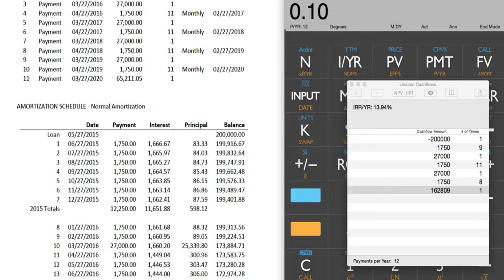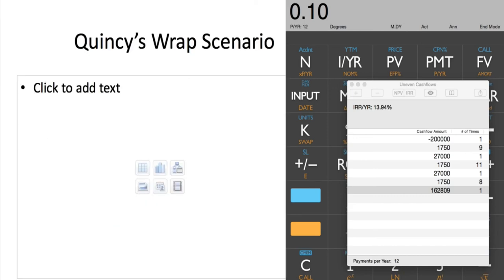Now, one other thing is Joe wanted to talk about Quincy's wrap scenario. Joe, can you speak or can you chat just to let me know you're here? You can hear us? Yeah. Hi, Joe. Okay, so great. You were on the call last Monday, so remind me of what you wanted to cover regarding that wrap scenario.